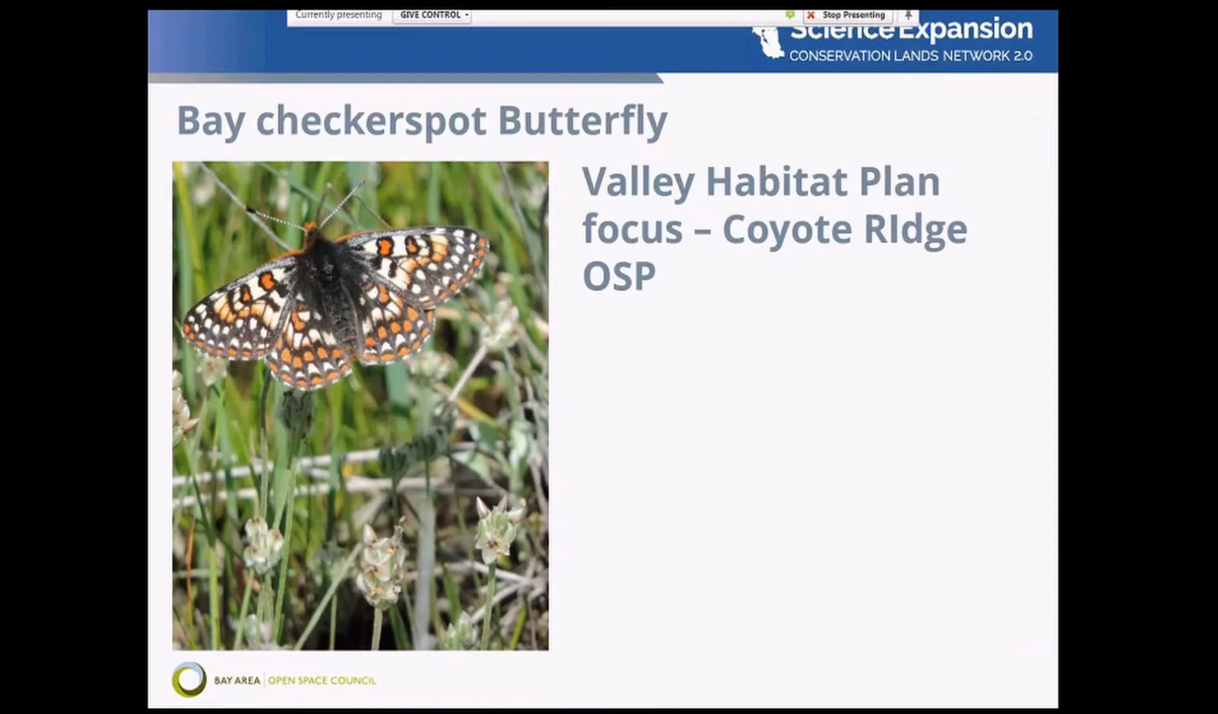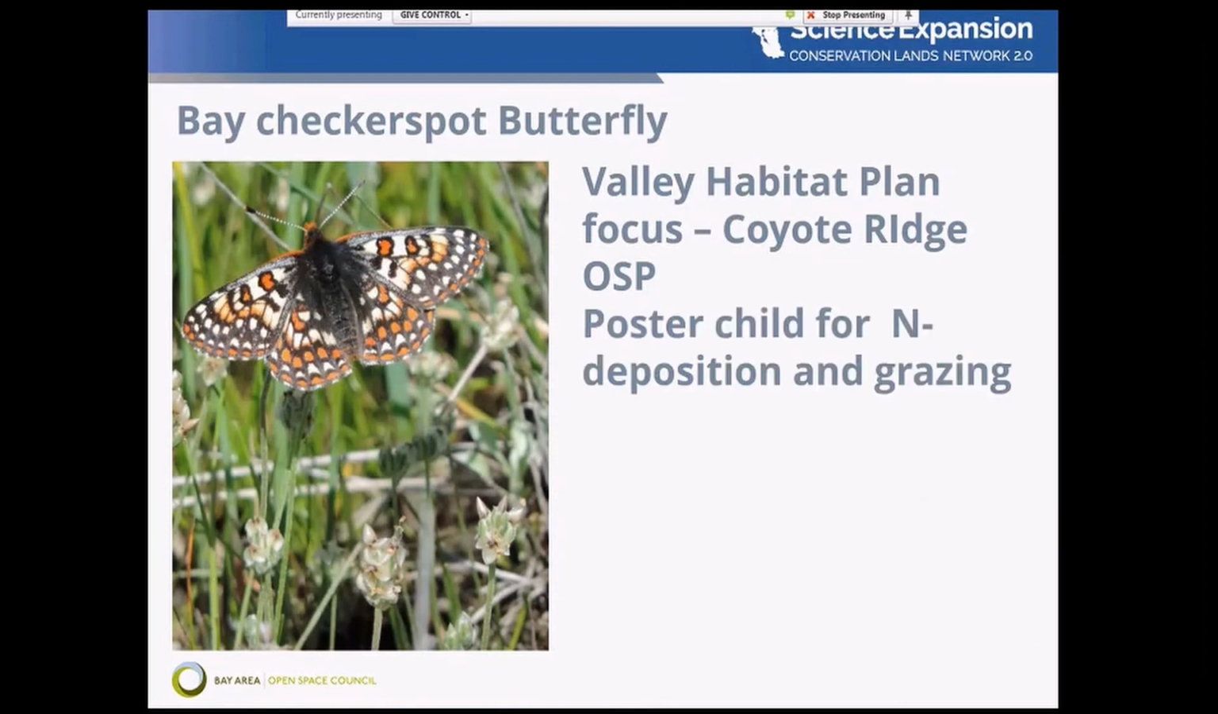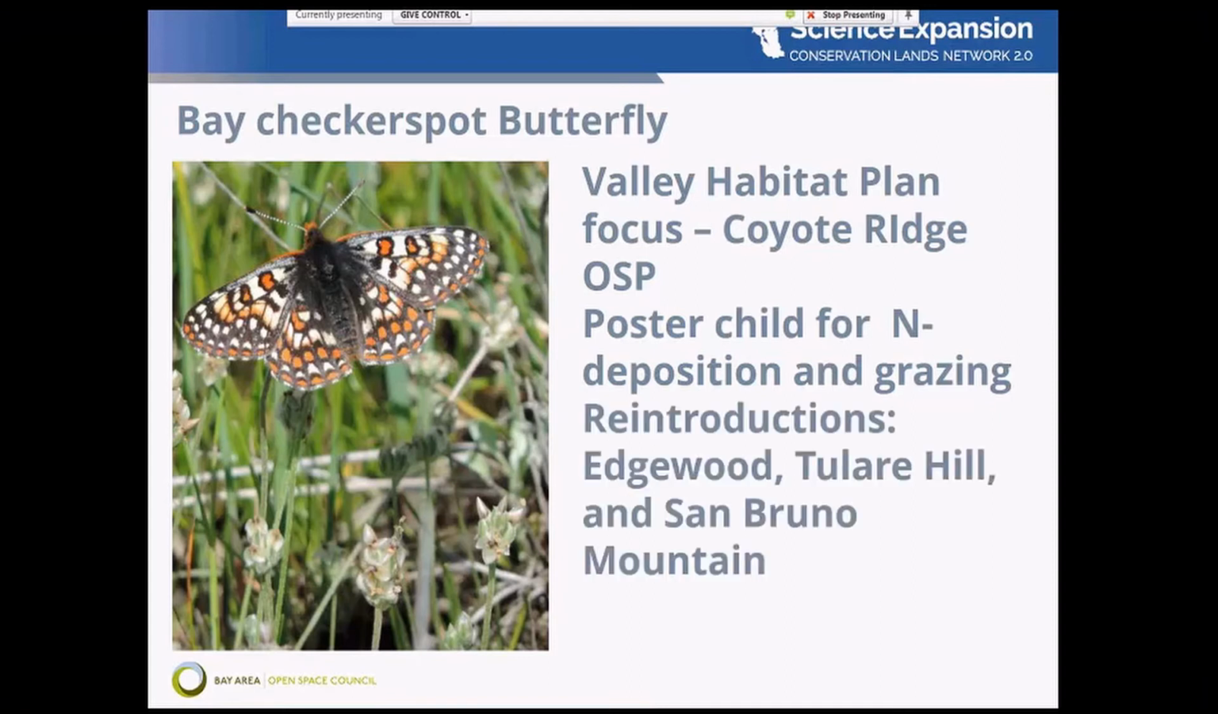This is my favorite, the bay checkerspot butterfly. It's a major focus of the Valley Habitat Plan in Santa Clara County. It's driven a major acquisition on Coyote Ridge, and it's really a poster child for nitrogen deposition impacts, where the smog is fertilizing our grasslands and is being managed by grazing. And there's been a series of reintroductions of the bay checkerspot butterfly with some success to repopulate areas where it's disappeared. Next slide.